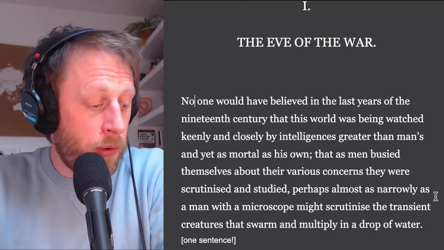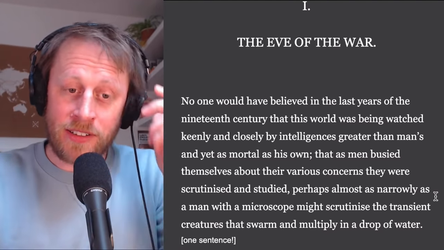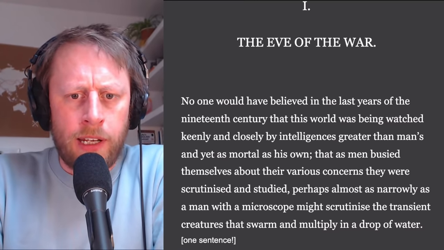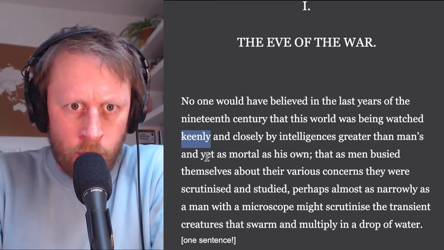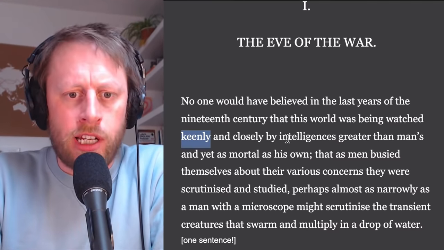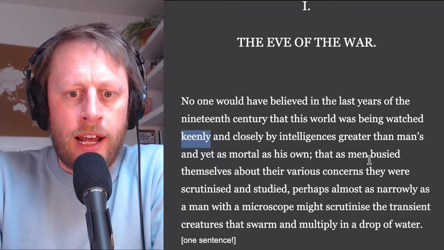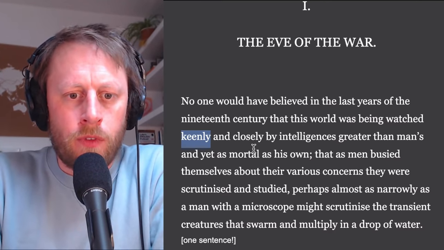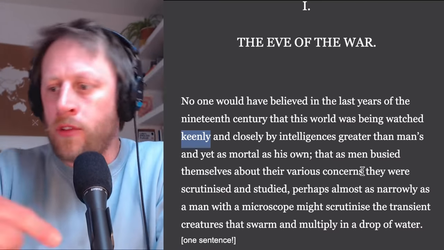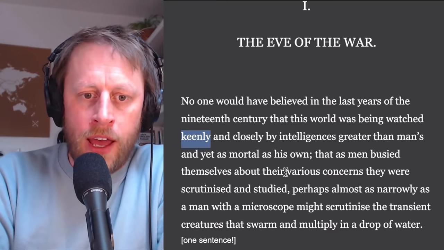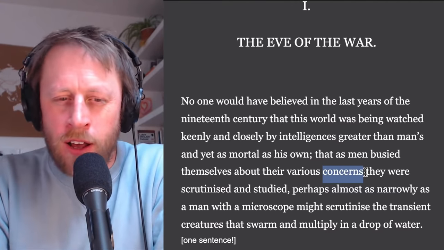That's a great opening to a book, don't you think? That is one single sentence as well, by the way. One long sentence. No one would have believed in the last years of the 19th century that this world was being watched keenly, meaning closely with great focus, and closely by intelligences greater than man's and yet as mortal as his own. That as men busied themselves about their various concerns, as men, meaning people, went around in a busy fashion about their various issues, concerns that they had to deal with, they were scrutinized.